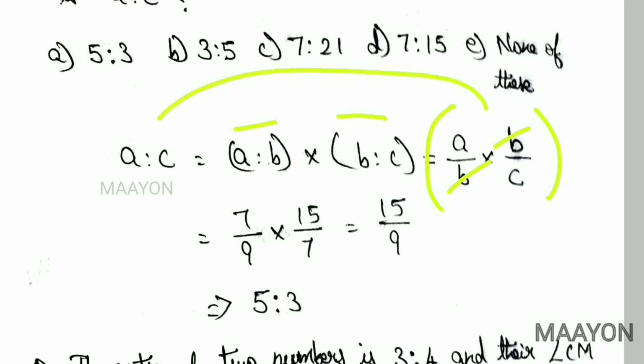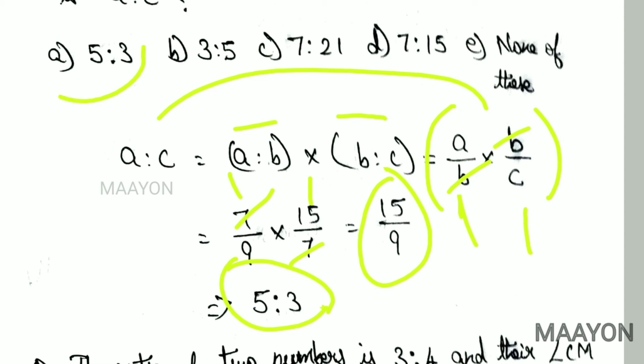Now substituting the values for A by B, we are substituting 7 by 9 which is given in the question. For B by C, it is given as 15 by 7 and cancelling 7 in the equation, we get 15 by 9. Now further simplifying 15 by 9, we get 5 is to 3, which is the final answer. Then option A would be the right answer. Now let's see the next question.